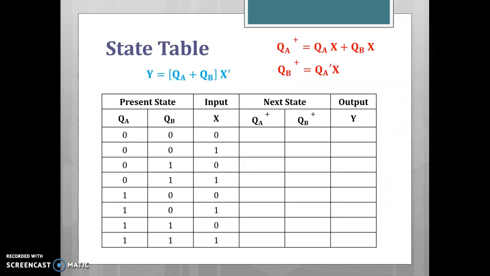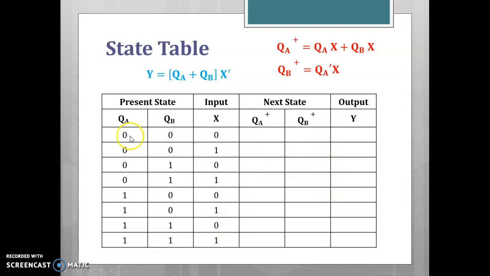So the next step is to fill the state table using the values of QA, QB and X. These are the next state equations. We'll start with the first case. Here there are two flip-flops, so we'll have two bits QA, QB, and the input X can be either 0 or 1. So in total we have 3 inputs, giving 2 power 3, that is 8 combinations, starting from 0, 0, 0 to 1, 1, 1.